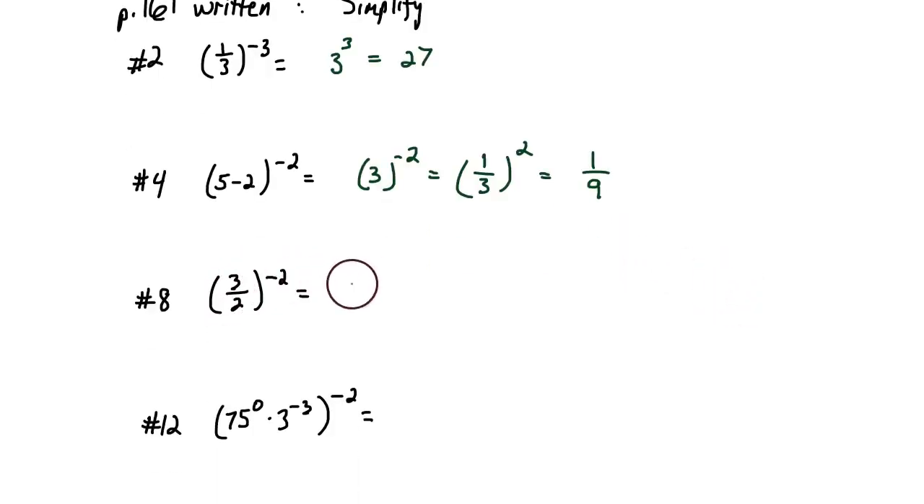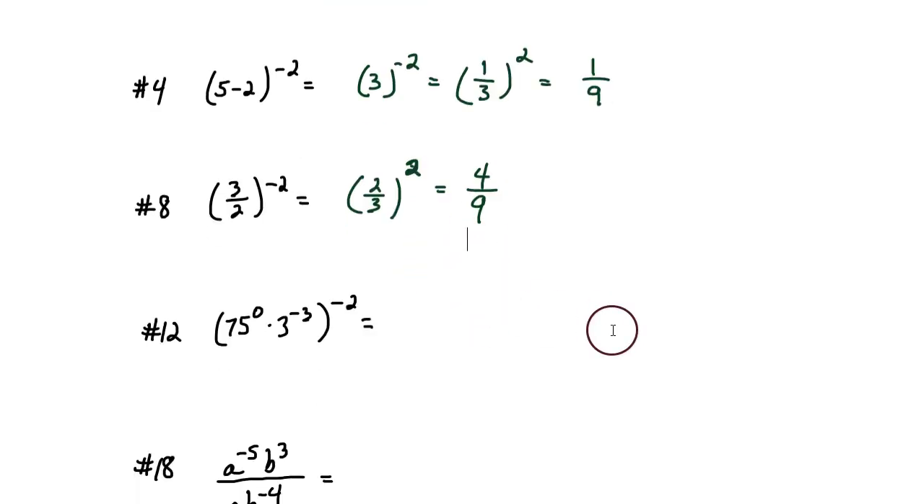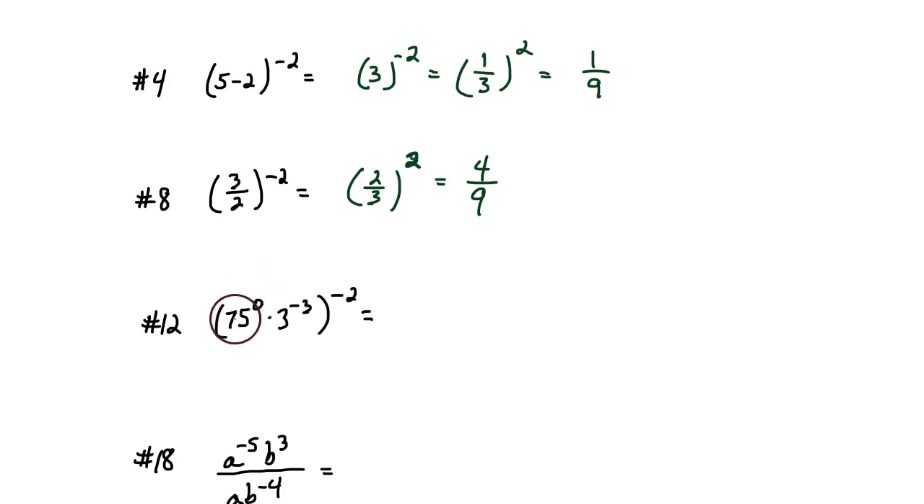Number 8, the negative exponent means a reciprocal, so turn that fraction upside down and give it a positive exponent. 2 squared is 4, and 3 squared is 9. Number 12, 75 to the 0 power. This part right here just turns out to be 1. So we have 1 times 3 to the -3, which is just 3 to the -3, and that's being raised to the -2. Use the rule about multiplying the exponents. The answer is 3 to the 6th power. If you'd like to have that as a number, you could type it in your calculator and push enter.